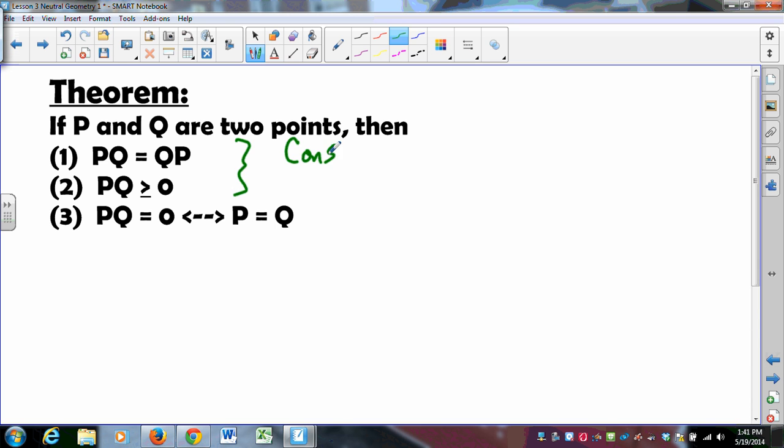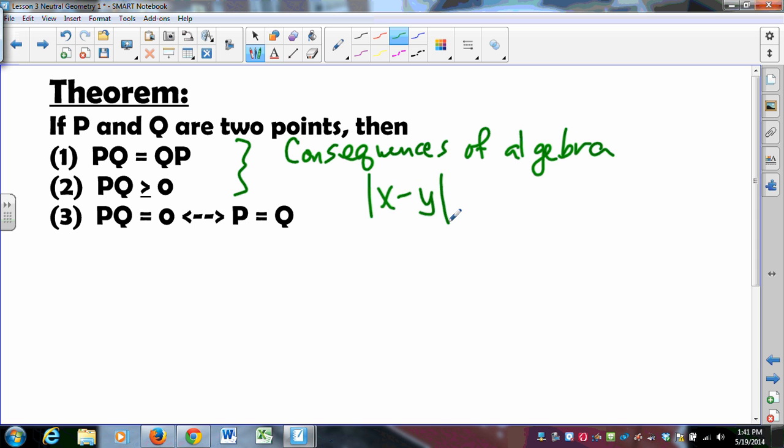The first two parts of this are nice consequences of algebra. Algebra comes to the rescue for us. The distance between P and Q is some absolute value of x minus y. So you should think for a moment, this is PQ, you should think for a moment about what the distance QP is and whether or not those two quantities should be equal. We can talk about that when we come together tomorrow.